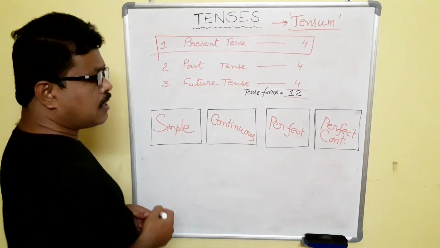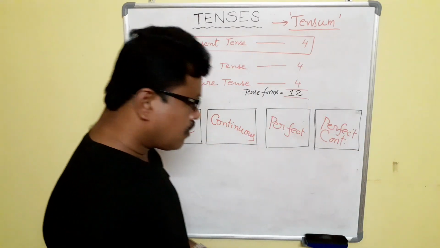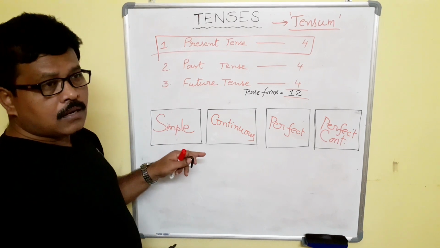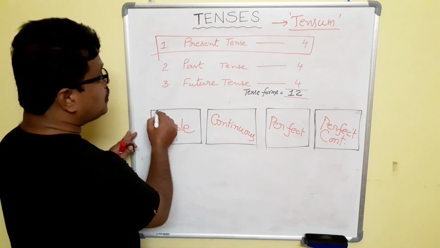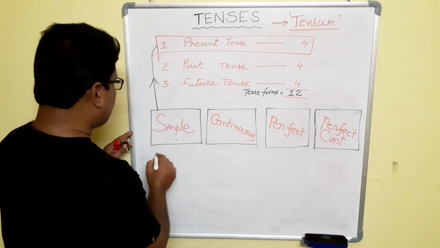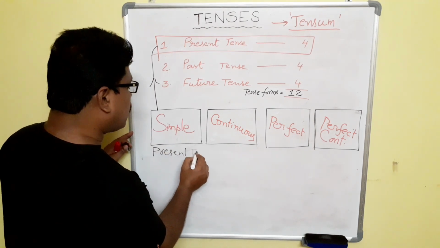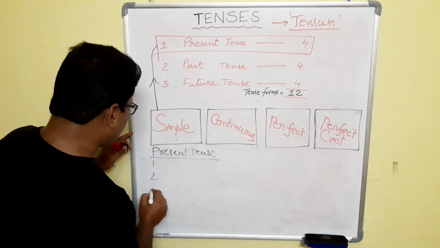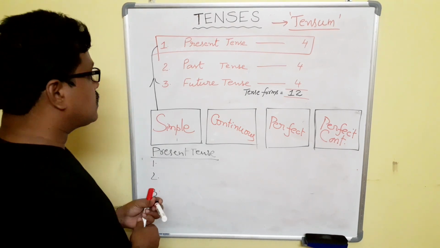Now select the first one, present tense. So how to derive the four forms of present tense? Look at the board, all of you. You have to start from here. Now I write the four forms of present tense here: 1, 2, 3, 4.